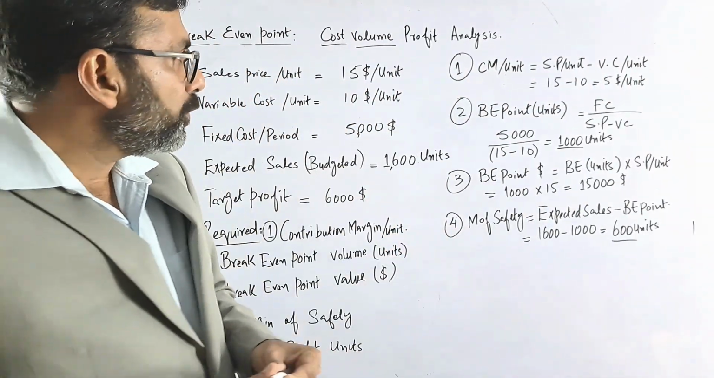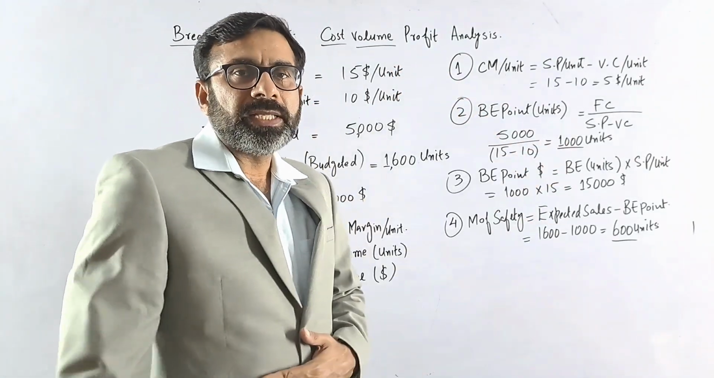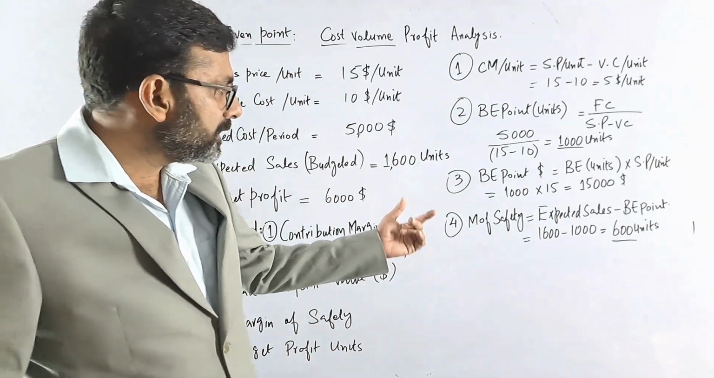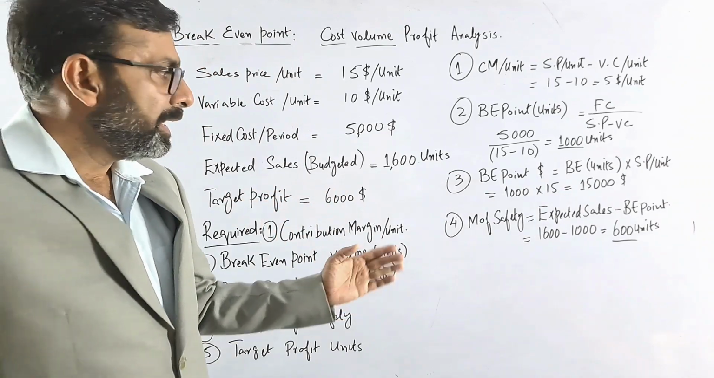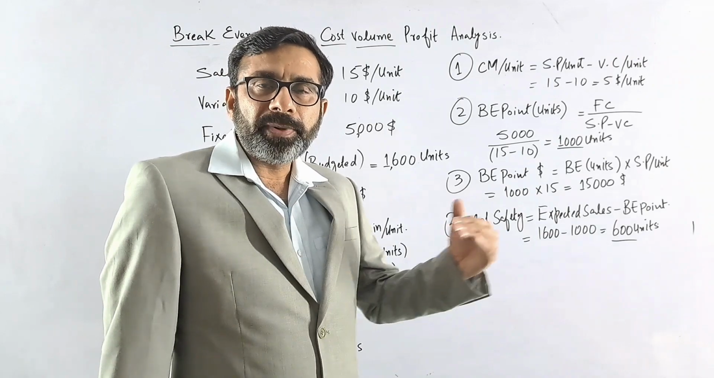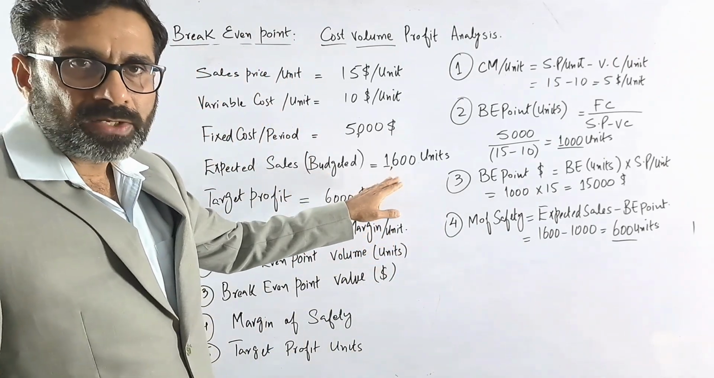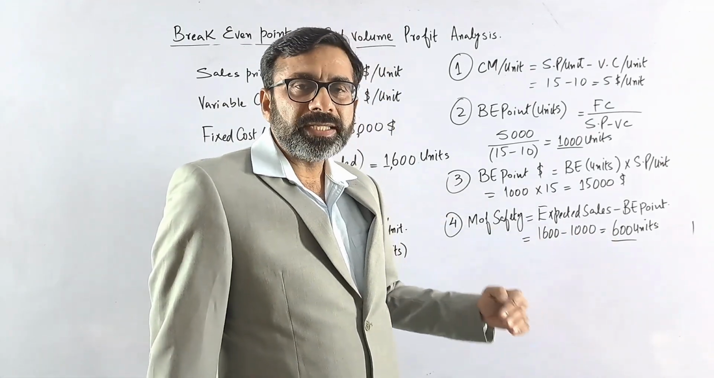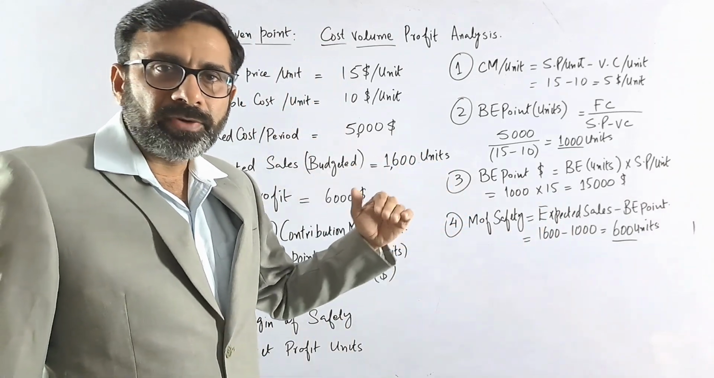So now what is the meaning of the break-even point? The break-even point was that if they are selling 1,000 units, they will achieve a no profit, no loss situation. Now, what is the margin of safety? The margin of safety is simply how much extra sales they are getting above the break-even point. Their expectation is that they will be able to sell 1,600 units, which means the 600 units they are selling extra, above the break-even point.